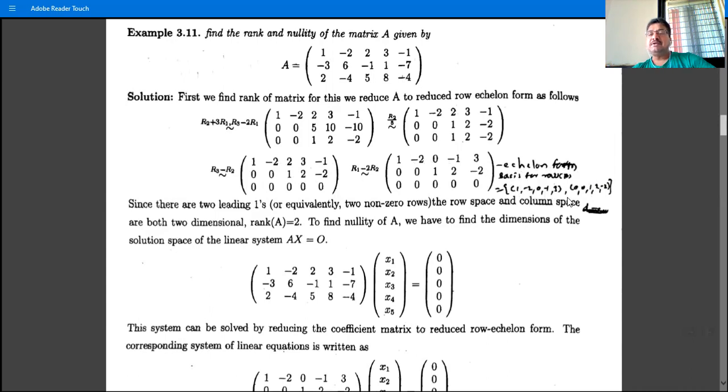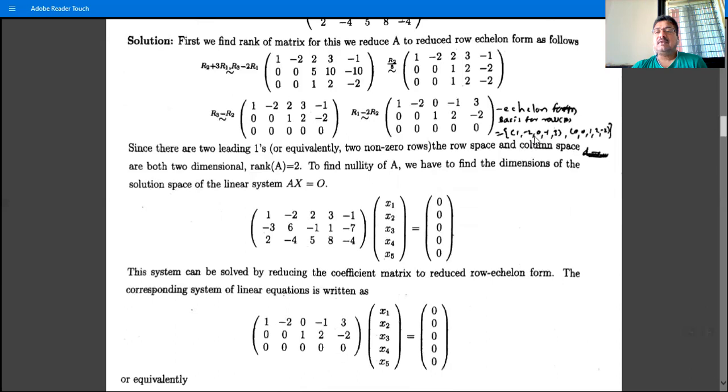In order to write the basis for the row space of A, we have to reduce the matrix to echelon form. No need for the reduced row echelon form. So from row echelon form, the non-zero rows form the basis of the row space of A. So write the basis for the row space of A, and then what is the rank of A? The dimension of the row space of A is 2, and therefore the rank of A is also 2.